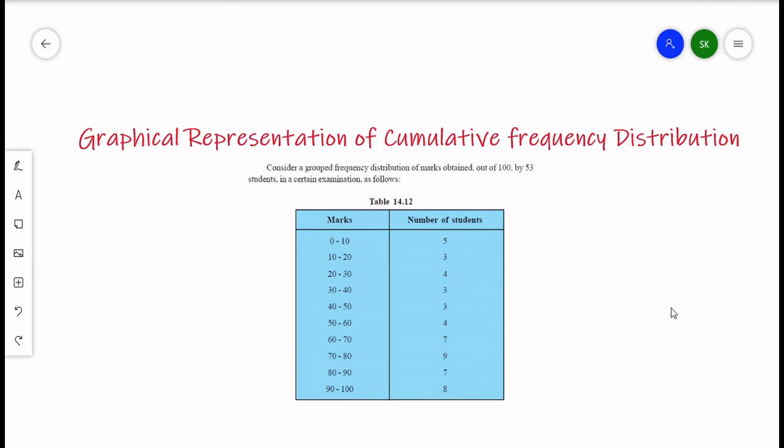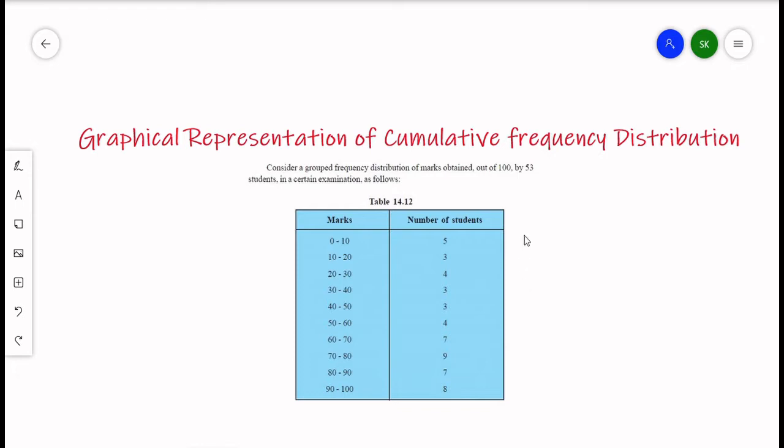Graphical representation of cumulative frequency distribution. Children, when we learned median, that time we discussed this example where n is 53. We already discussed table 14.12. So to find the median using the formula, we need to find the CF here.